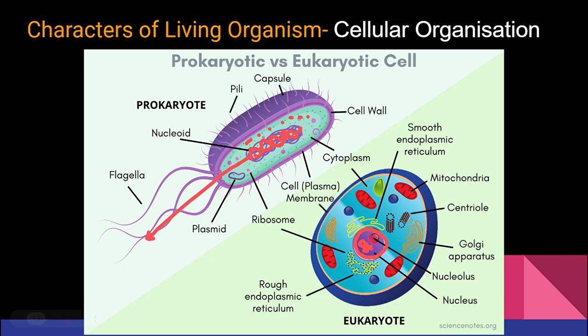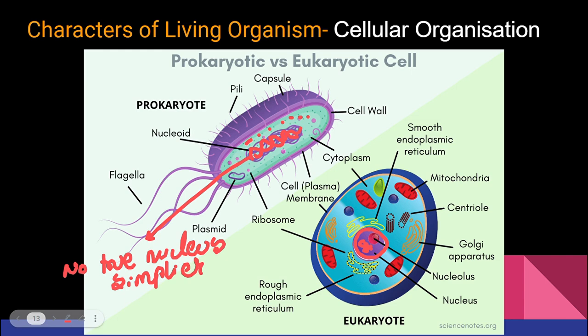So prokaryotes are the primitive, old ones. That's why they do not have a nuclear membrane. So we say they have no true nucleus. And it is the simpler one. Lots of cell organelles will not be present. The only cell organelle present in the prokaryote is the ribosome, because protein synthesis is important for each and every organism.